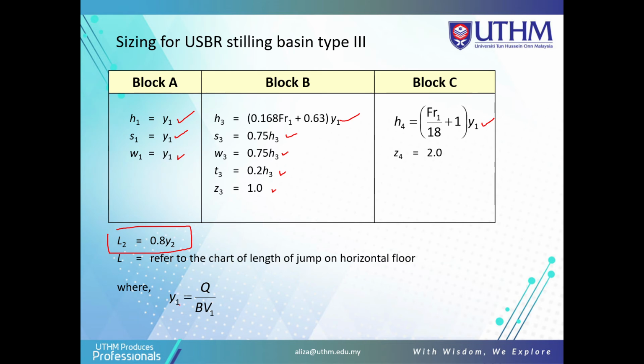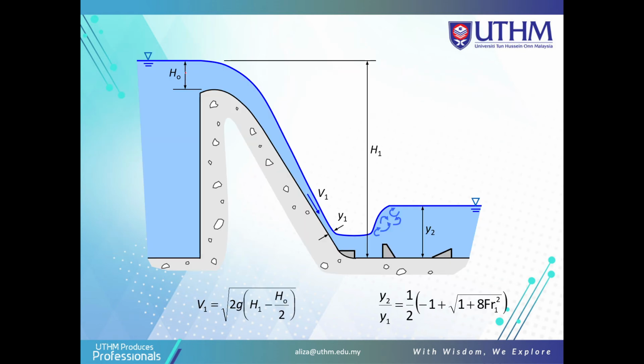So Y1 is equal to Q divided by B times V1. You must know how to find Y1 first. To get Y1, Q is divided by B and times V1, because this uses a rectangular channel. So this is the design for the stilling basin here, with block A, block B, and block C. This is the USBR Stilling Basin Type 3.